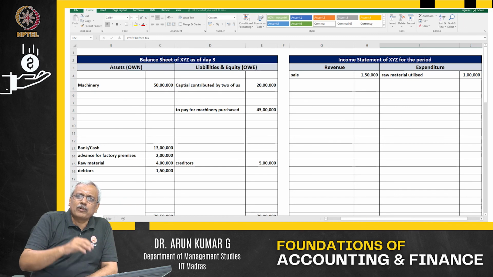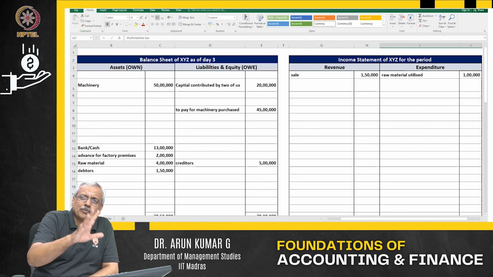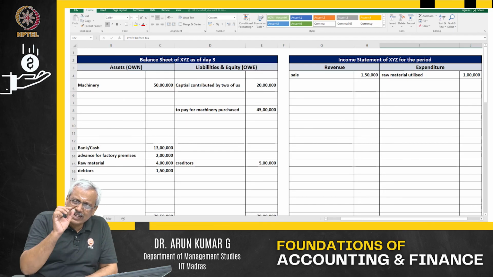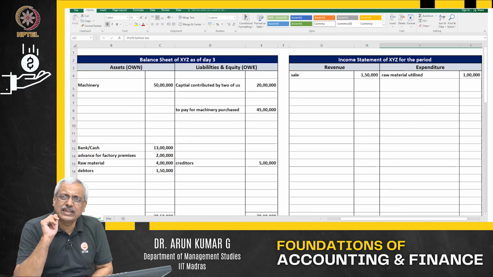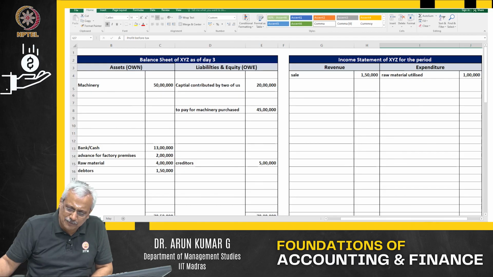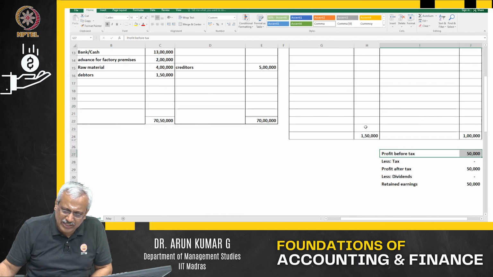The profit belongs to the capital providers, and let us be even more specific as we go along. Equity providers: let us keep that equity aside, and I will come to the equity in the next few minutes, or maybe in the next class. I have made a profit of about 50,000.